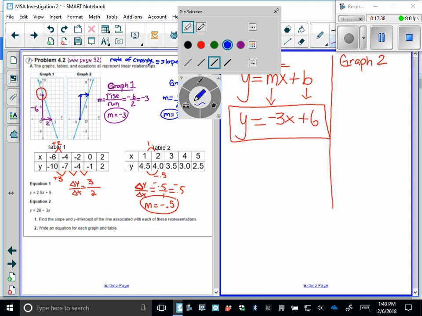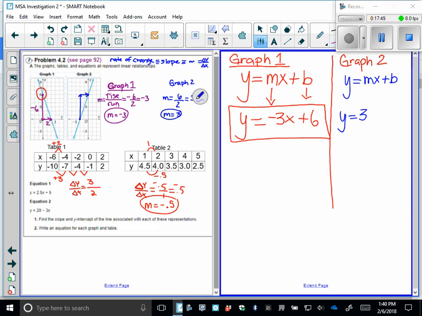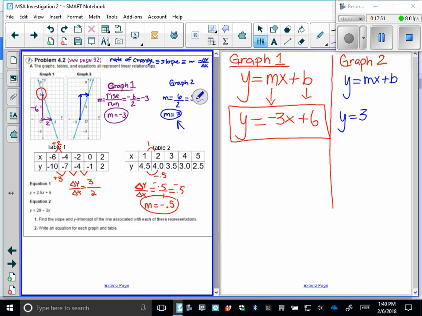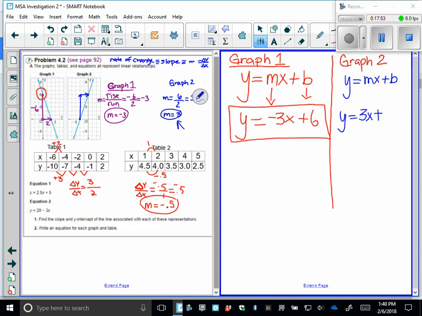Still going to be y equals mx plus b to start with. Yes. But it's y equals 3x plus 6. Right, because it was positive slope of 3. Yes. And when you look at the picture, it also starts at 6. So that's graph 2.